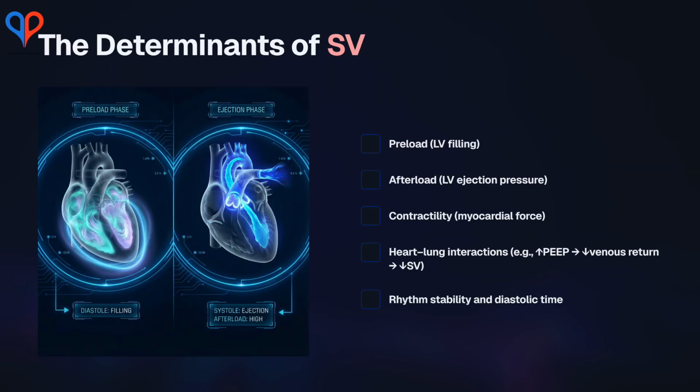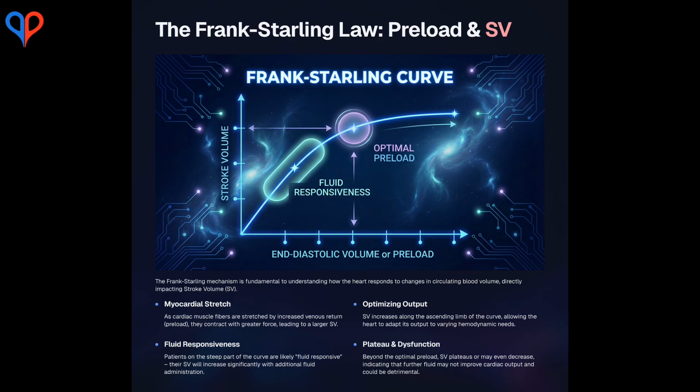The three classic determinants of stroke volume, preload, afterload, and contractility, form its core physiology. Layered onto this are heart-lung interactions. Positive pressure ventilation increases intrathoracic pressure, which decreases venous return and thus reduces left ventricular preload and stroke volume. The key principle behind stroke volume variation, SVV, and pulse pressure variation, PPV. Rhythm stability and diastolic filling time further modulate stroke volume, making it exquisitely sensitive to changes the clinician may not detect in other metrics.